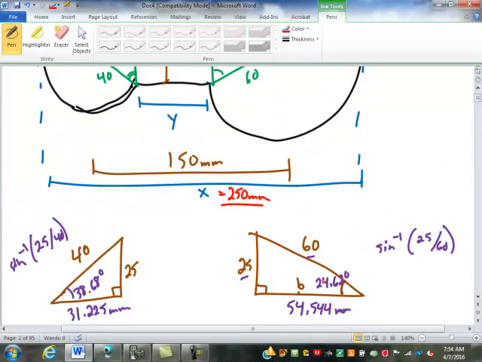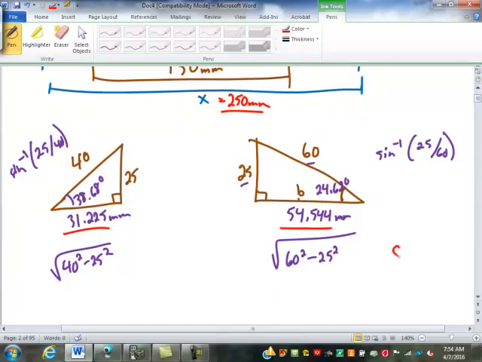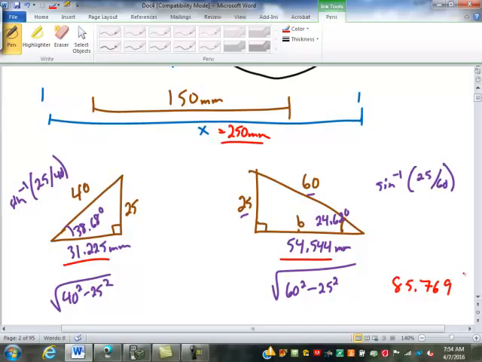Now to find Y, we're going to take the 150 and we have to subtract 31.225 and 54.544. Those combine to give us 85.769, right? Subtracting that from the 150 gives us 64.231 millimeters is Y.